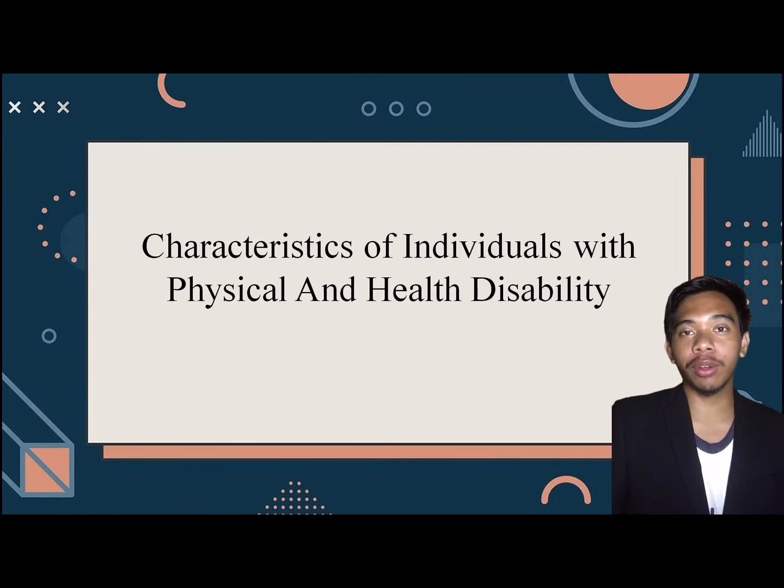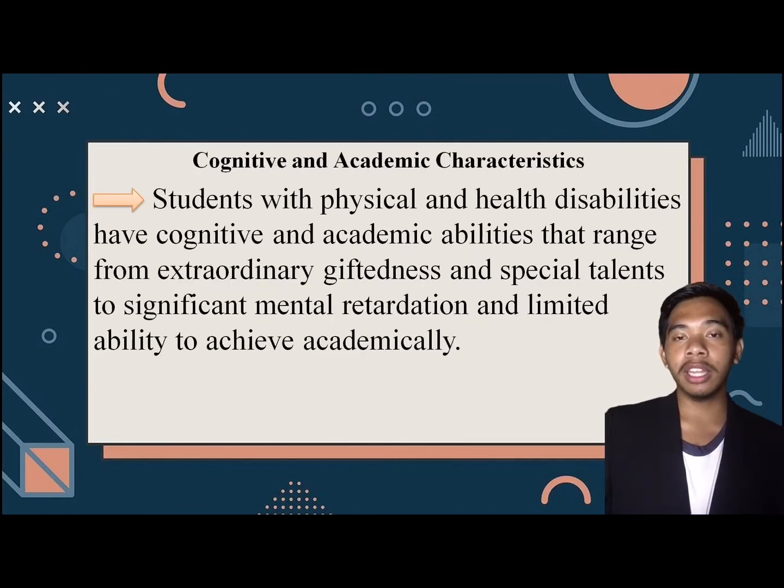Characteristics of individuals with physical and health disability. Cognitive and academic characteristics. Students with physical and health disabilities have cognitive and academic ability that ranges from extraordinary giftedness and special talents to significant mental retardation and limited ability to achieve academically.